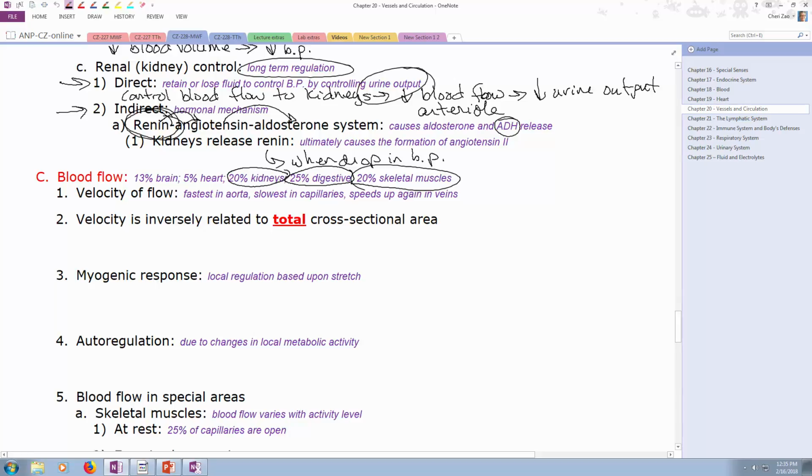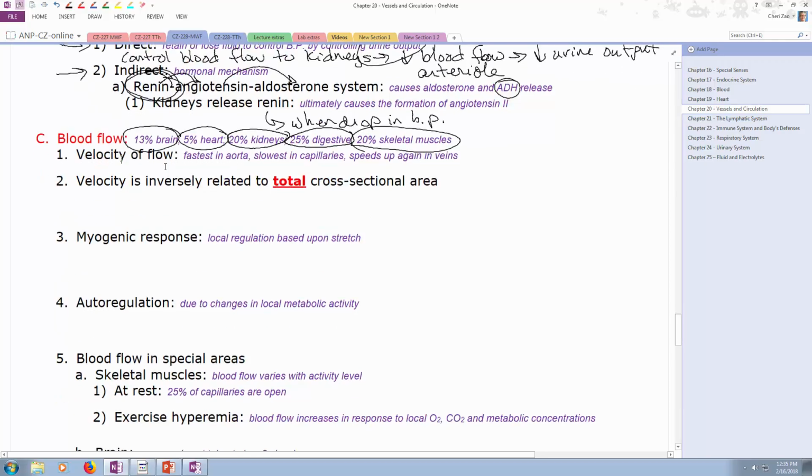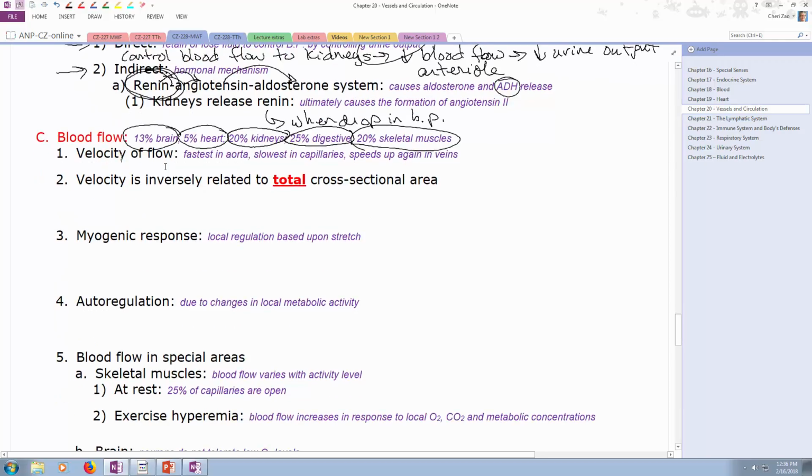Interestingly, your heart only gets 5% of your cardiac output, and your brain demands at least 13% of your cardiac output. And so that brain wants 13% almost all the time, no matter what's going on with you. We'll look into that in a moment when we actually look over some very important systems and blood pressure regulation in those areas.